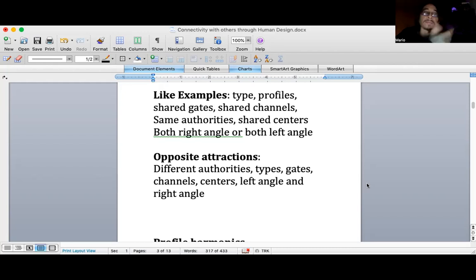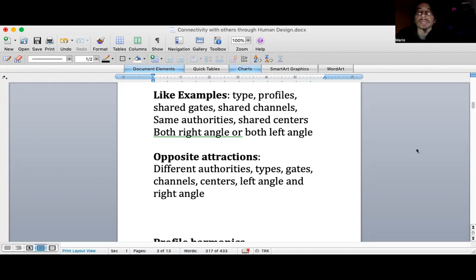They could be different types. One could be a manifestor, one could be a projector, one could be a manifesting generator, one could be a generator. This is different types, different gates, different channels, different centers. Forgot to add, the example of centers is really powerful, really important. It's the main hub or home.